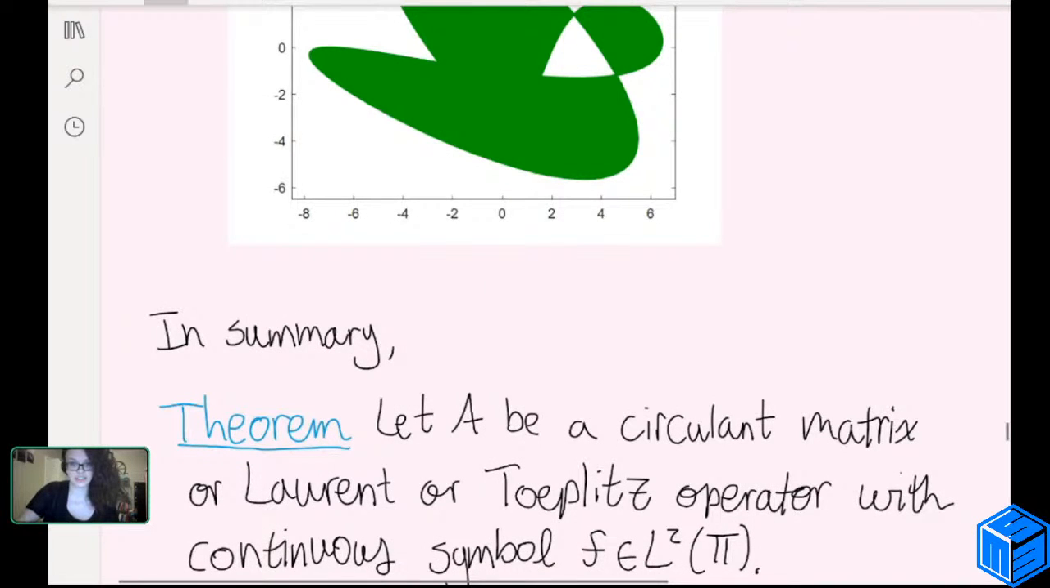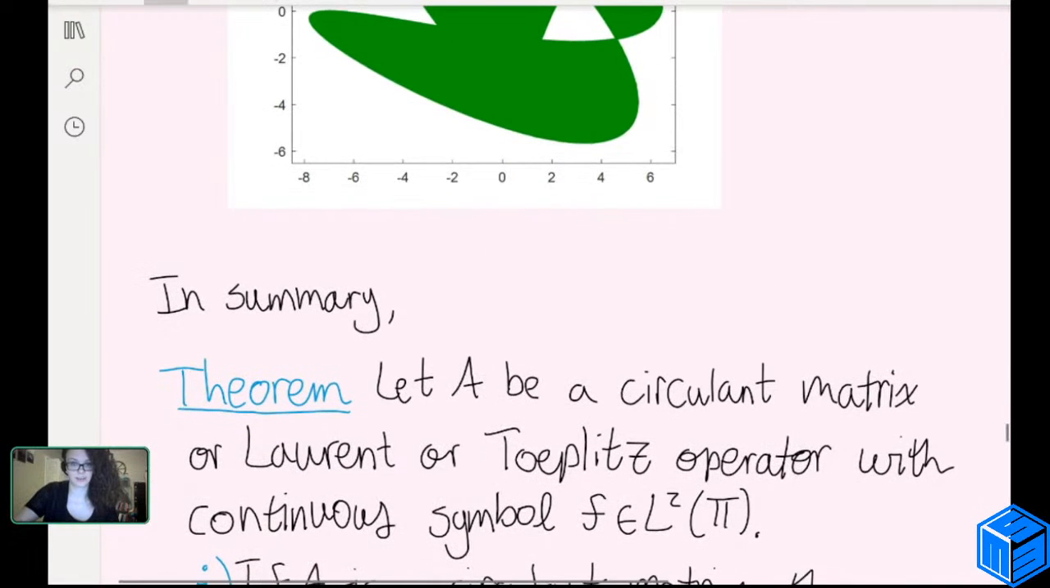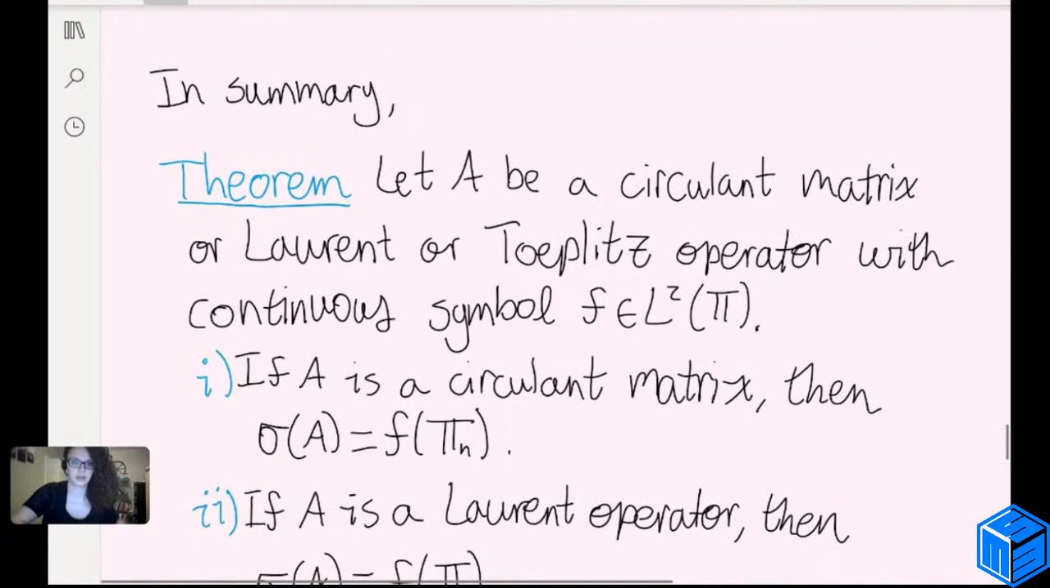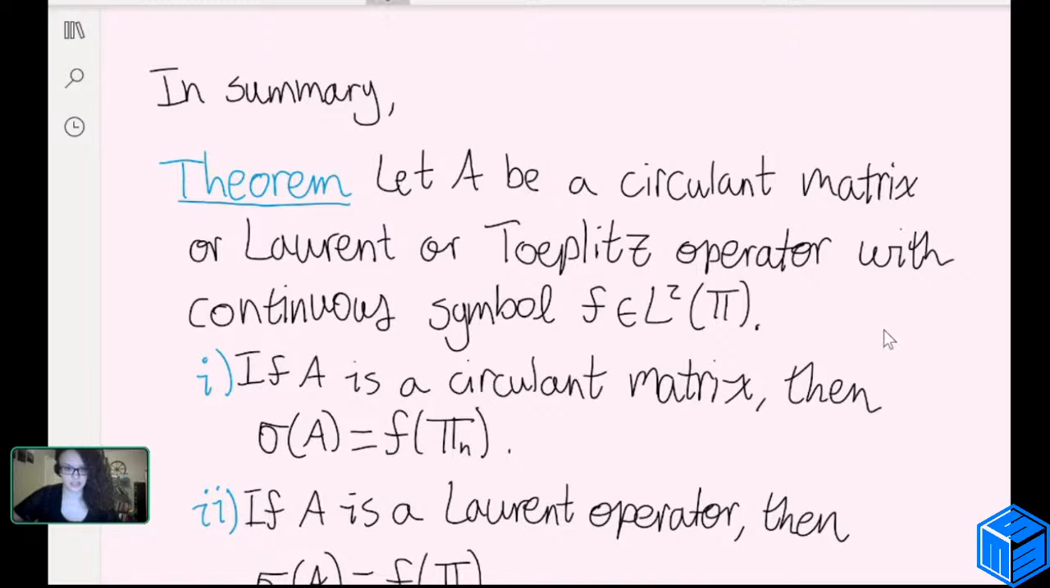And so I will summarize this now with a theorem. We're going to let A be a circulant matrix or a Laurent or Toeplitz operator with a continuous symbol f, which is square integrable over the circle. So if A is a circulant matrix, then the spectrum of A is the image of the roots of unity under f. And maybe we'll keep this with an uppercase N. And this is for an n by n circulant matrix.